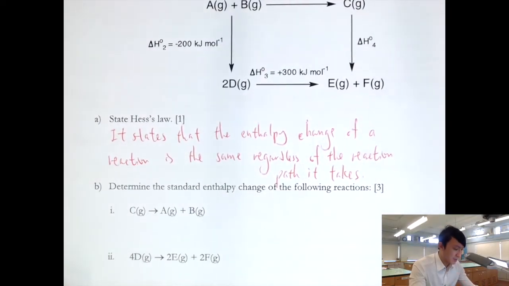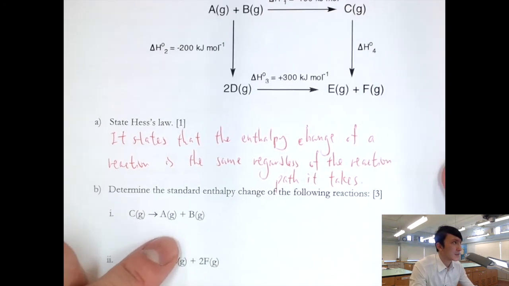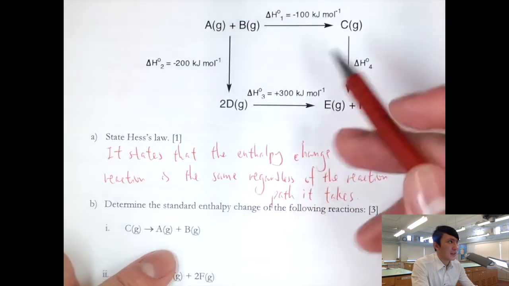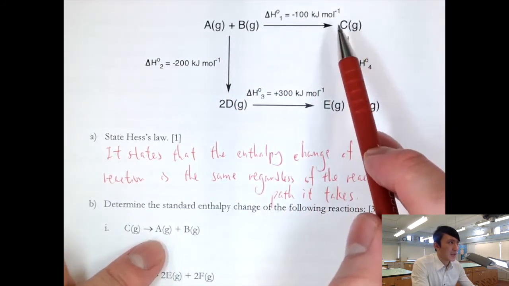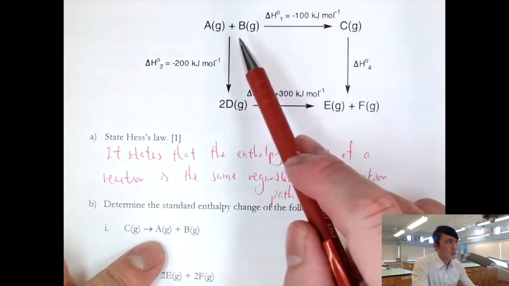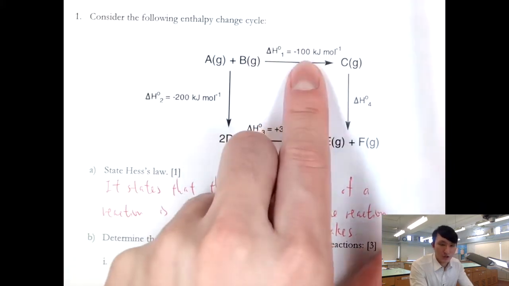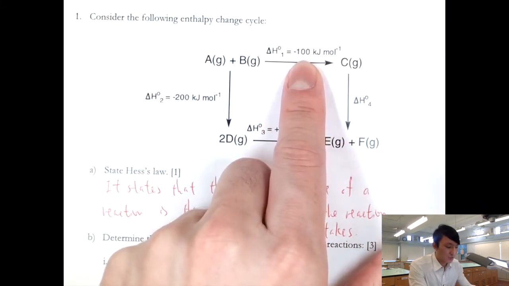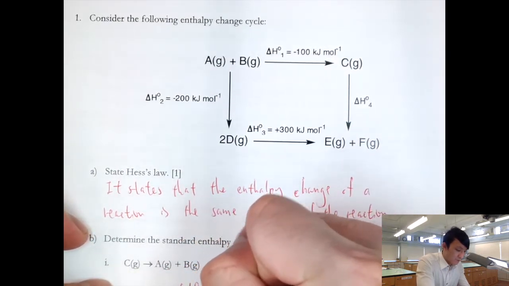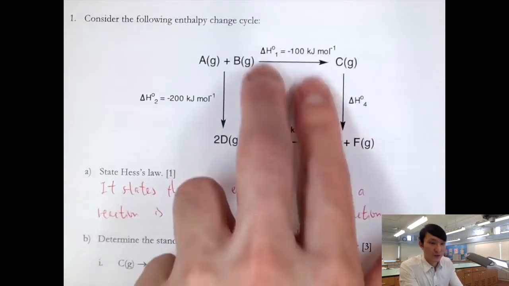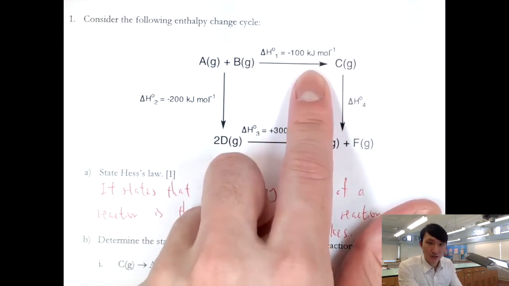Now B, determine the standard enthalpy change of the following reaction. So here, C becomes A plus B. Now from this cycle, you see that A plus B equals C. Now they are asking, what about C becomes A and B? So just go back. When it goes back, you can simply reverse the enthalpy terms. So this one is simply positive 100 kilojoule per mole. When you flip the direction of the arrow, you also flip the sign of the enthalpy terms, but the value should be the same.